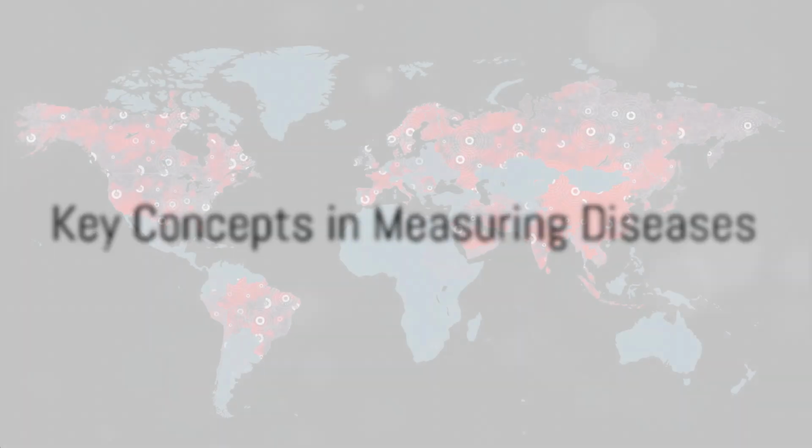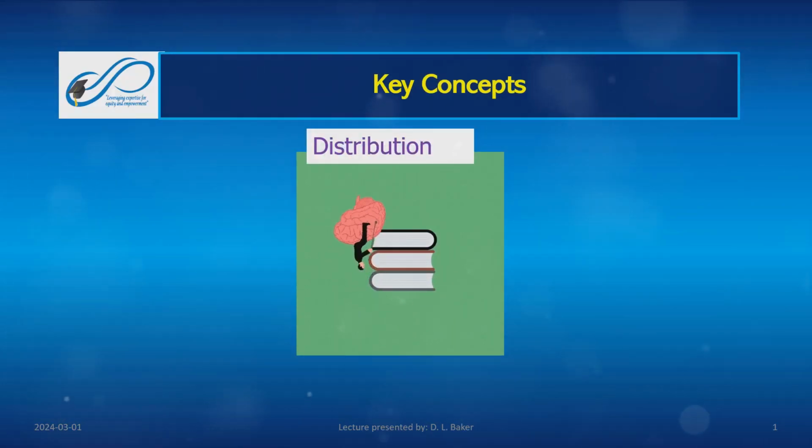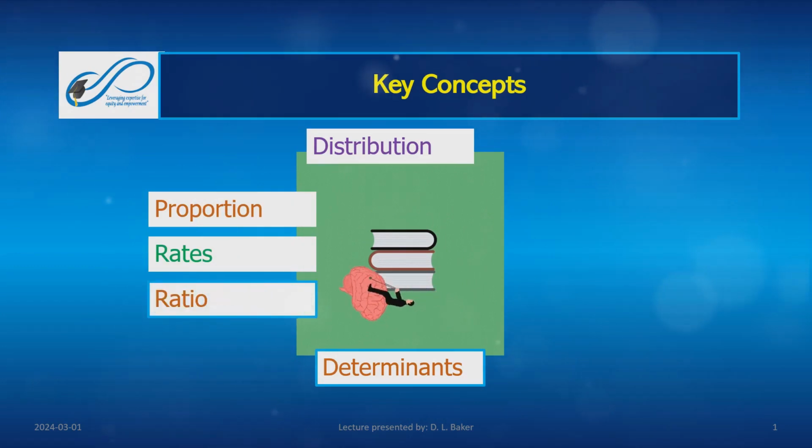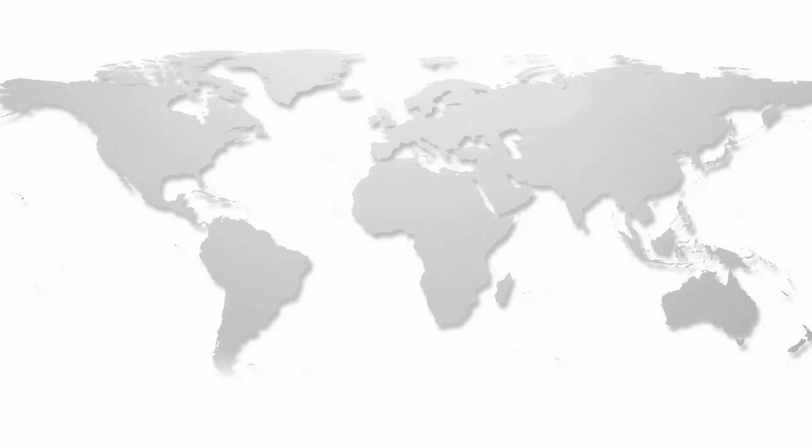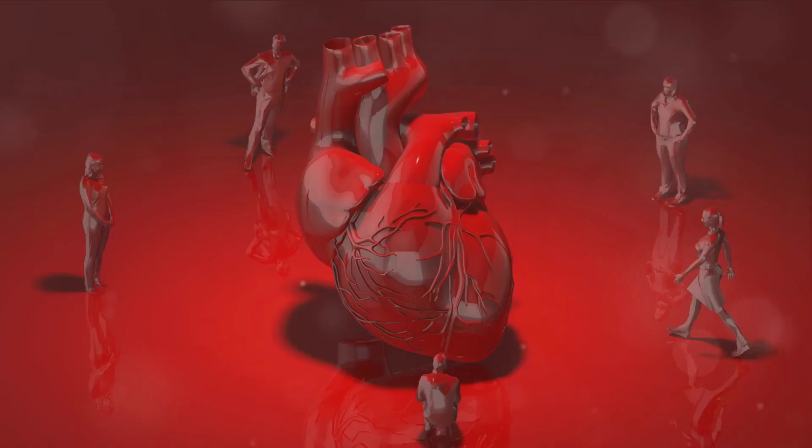Let's start with some key concepts to be aware of when measuring diseases. We have distribution, determinants, proportion, rates, ratio, incidence, and prevalence. Distribution refers to the way health events are spread out in a population. It helps us understand if there are certain groups or communities more affected by a particular disease.